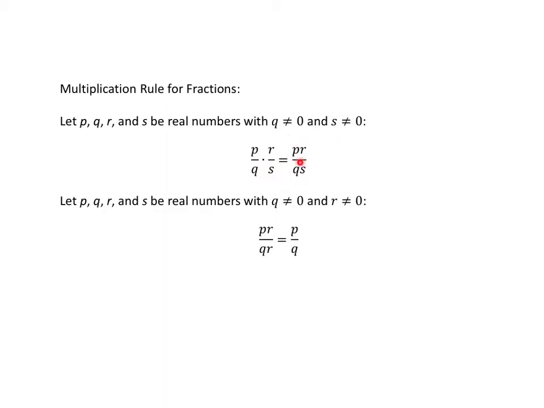If we look at the same thing here, we've got PR divided by QR, we have that equal to P over Q. And just a reminder, because that's the same as P over Q times R over R, and R over R is 1. This will become very important when we start talking about rational expressions.